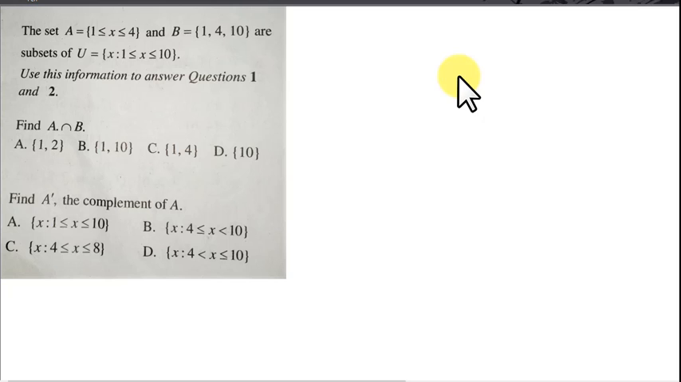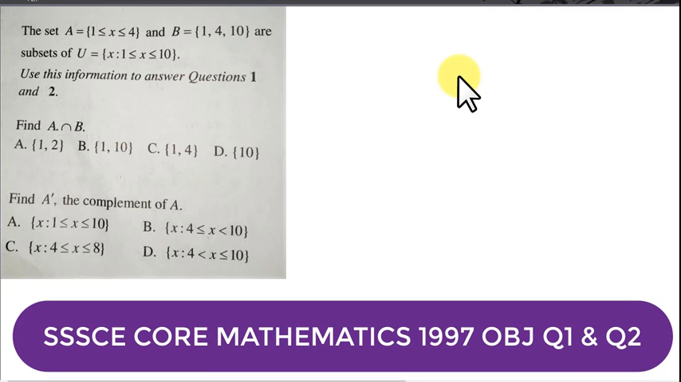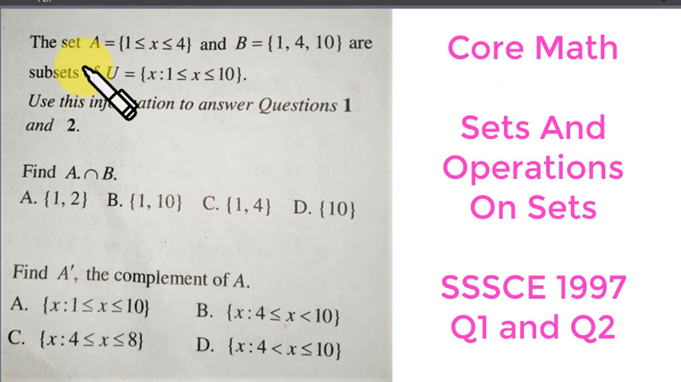Hello. We solve a question from SSSCE Core Maths 1997, Objective Questions 1 and 2. It reads this way: the set A equals x such that x is greater than or equal to 1 but less than or equal to 4, and the set B equals 1, 4, 10. A subset of the universal set, which is equal to S, is such that S is greater than or equal to 1 but less than or equal to 10.